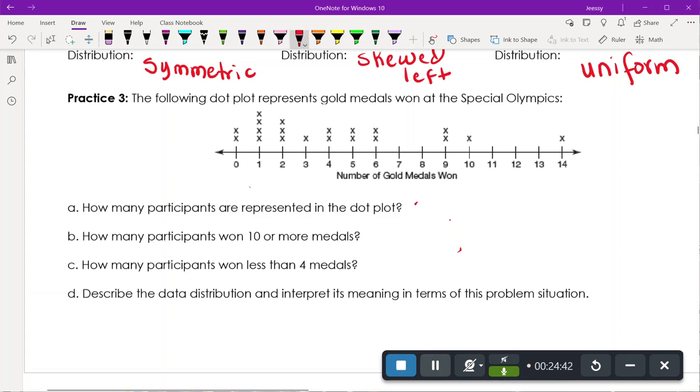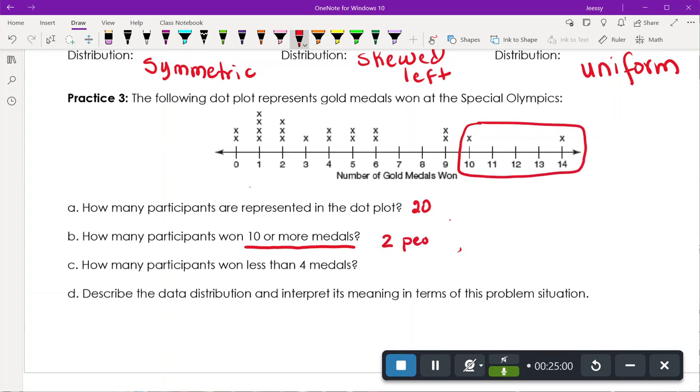Yes, there are 20 participants in the dot plot. All right, you count the X's. B, how many participants won 10 or more medals? You got to include the 10. It says 10 or more. So that's 2 X's, so that's 2 people. Right?